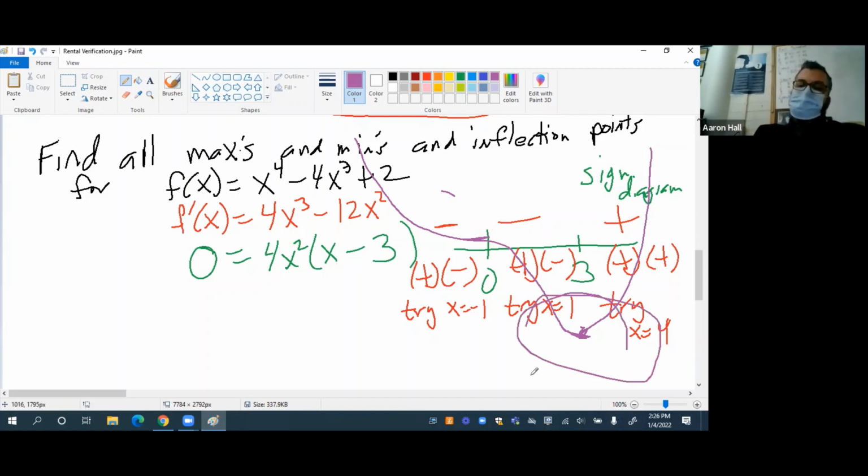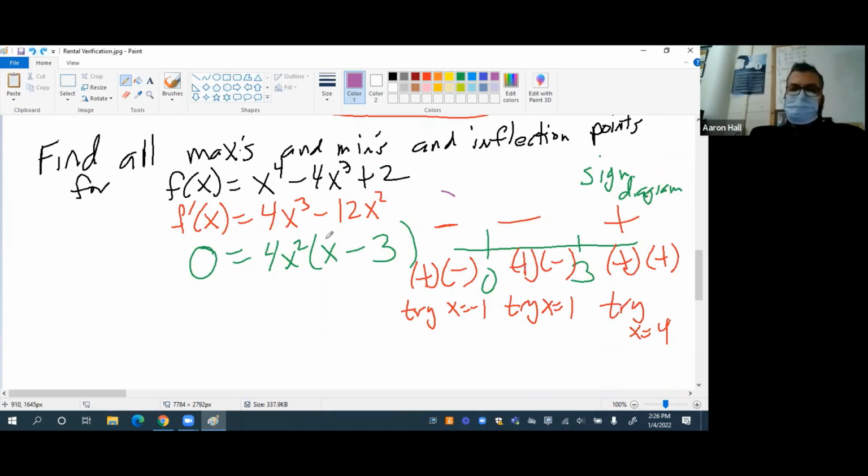Is this a local or a global? It's global. It's a global minimum. Is this a relative or an absolute minimum? It's absolute. Absolute and global mean the same thing. You just need to get used to both of the vocabulary words. Okay.